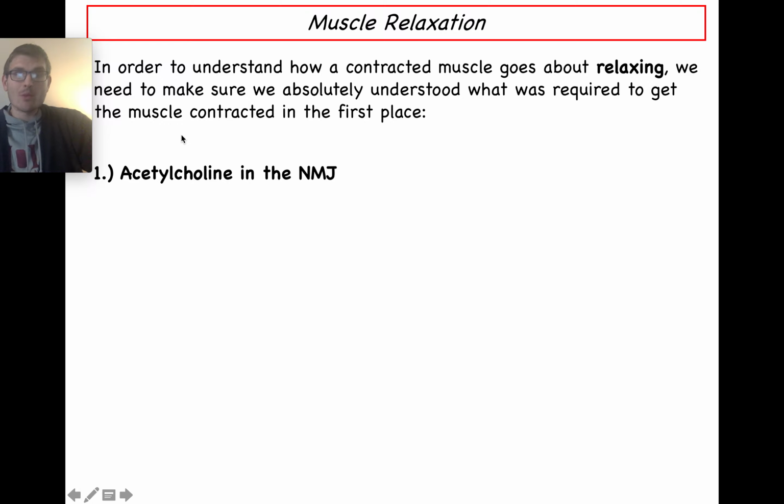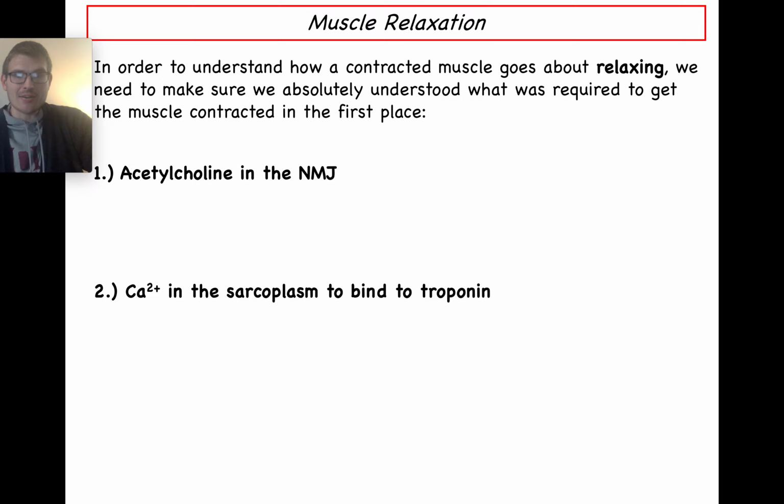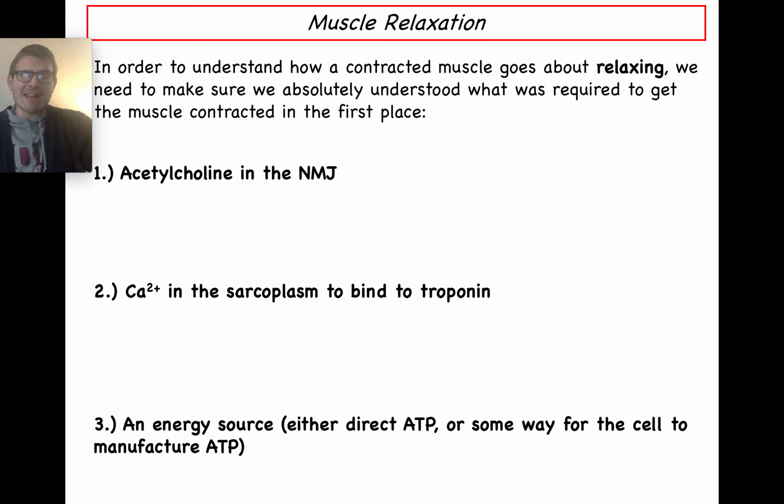So, number one, we needed acetylcholine in the neuromuscular junction acting on those nicotinic receptors. Number two, we had to get calcium out of the sarcoplasmic reticulum into the sarcoplasm where it could bind to troponin. And then finally, we needed an energy source, right? So in order to get those myosin heads cocked back and ready to go, we needed ATP molecules, because that cocking back into the high potential energy state cannot happen if there is no energy there. So really, these are the three major things that we need in order to go from relaxed muscle to contracted muscle.